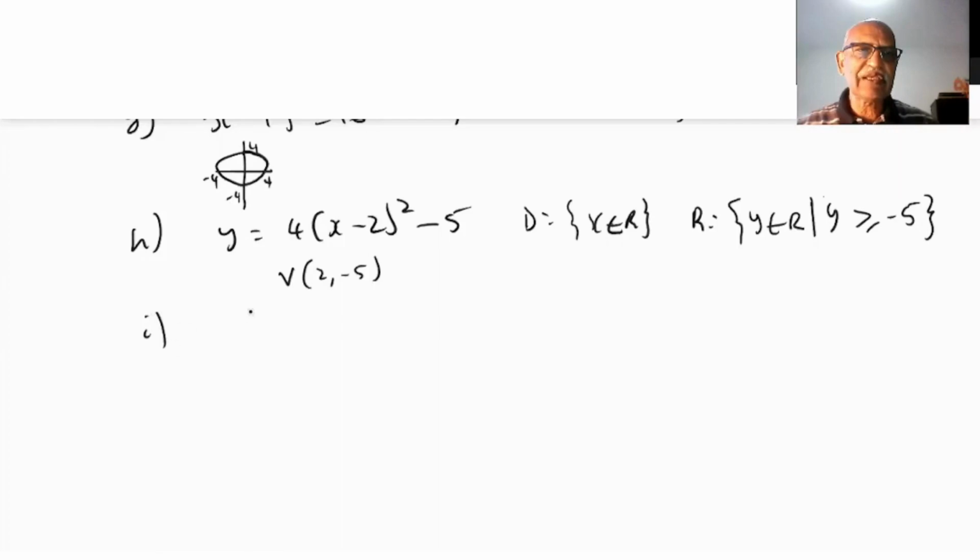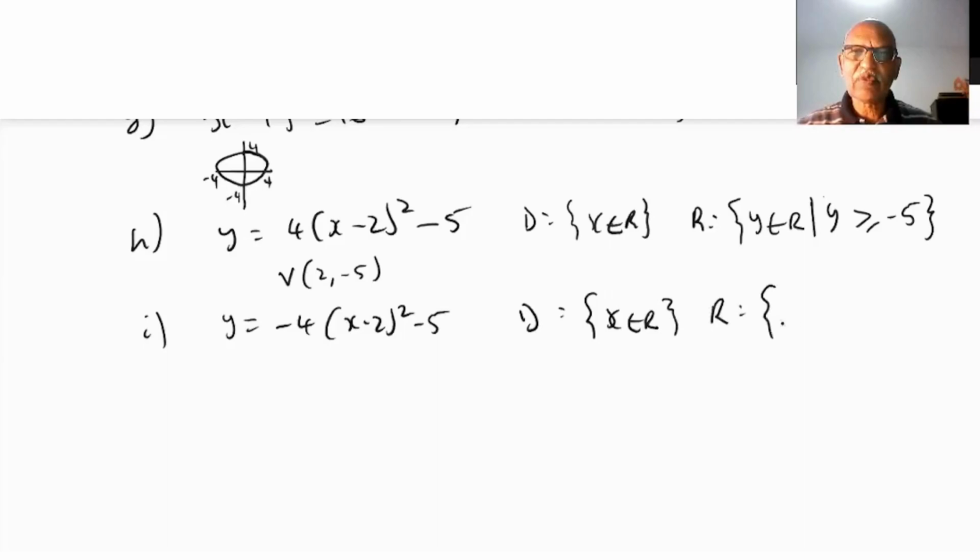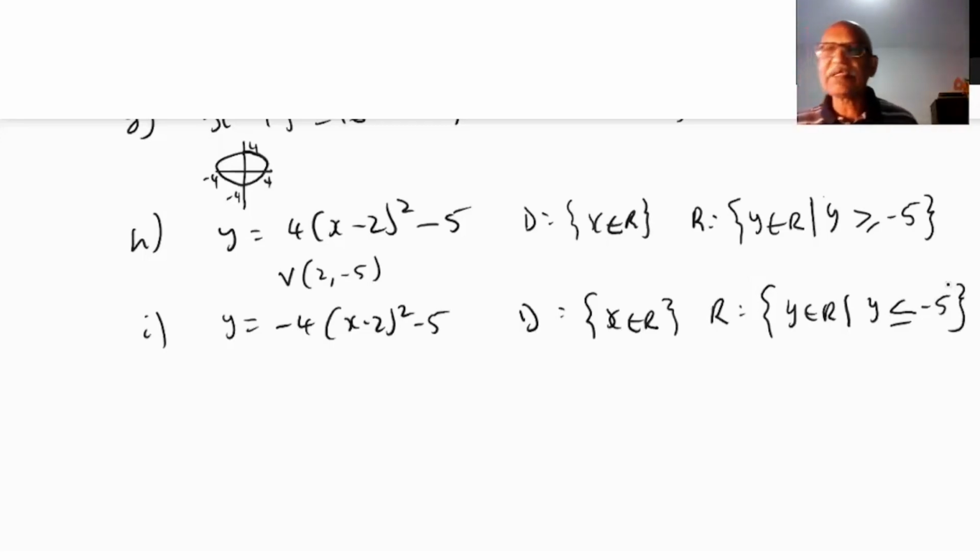In the same way, if this was y equals negative 4 times (x minus 2) squared minus 5, the domain would be x belongs to R, and the range would be y belongs to R such that, since we have a maximum, y should always be less than or equal to negative 5. Okay, so these are the basic questions for domain and range.